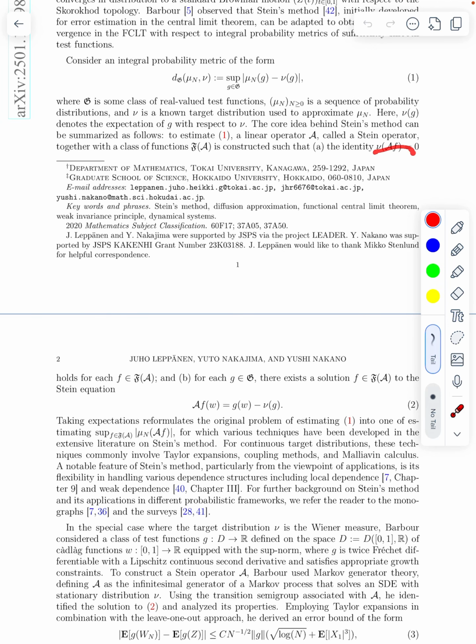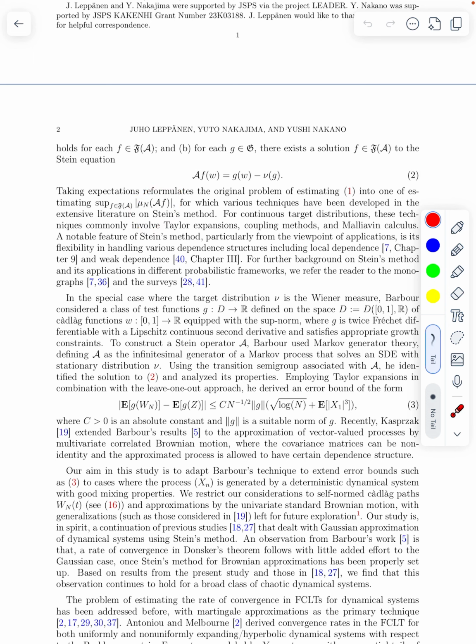Okay, and so what this allows us to do is ask, going from the difference between an arbitrary function applied to our distribution and the known distribution with that same function, it basically just comes down to estimating the supremum over this new test class of whatever our distribution is applied to the Stein operator. And so that's the goal of this whole thing: to figure out what the conditions are that are required in order for that to happen.